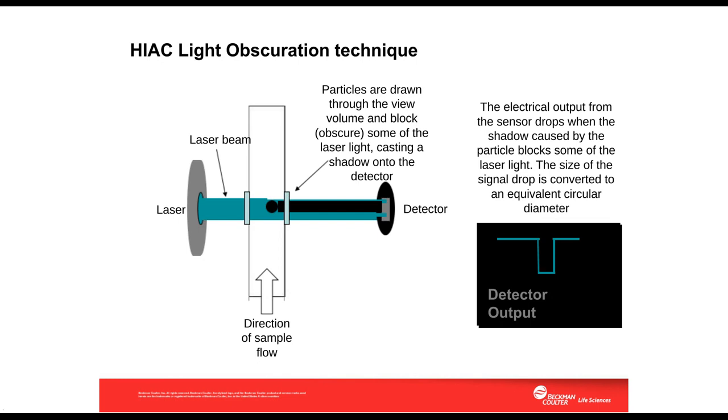By comparing the size of the drop in the electrical signal to that caused by calibration beads, which are certified and traceable, the HIAC can now report an equivalent circular diameter for that particle, no matter what shape that particle is. This allows the HIAC to be calibrated with traceable certified beads of known sizes and to standardize this test method across the industry.